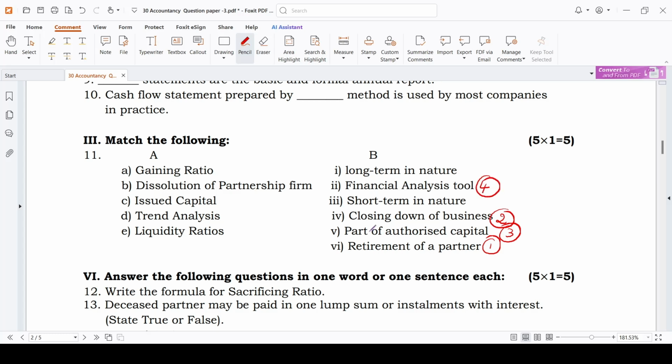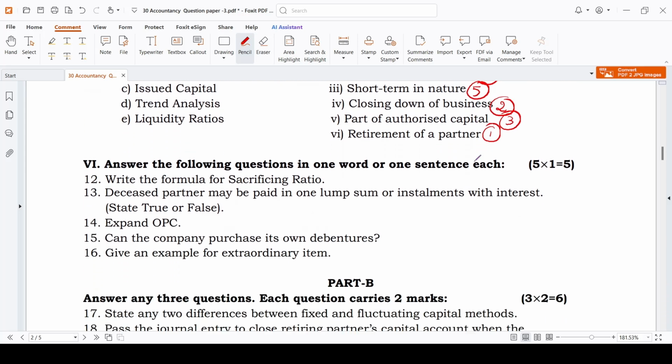Next, liquidity ratios. Liquidity ratios are always short term in nature. Which one does not belong is long term in nature. Answer the following questions in one word or one sentence each.